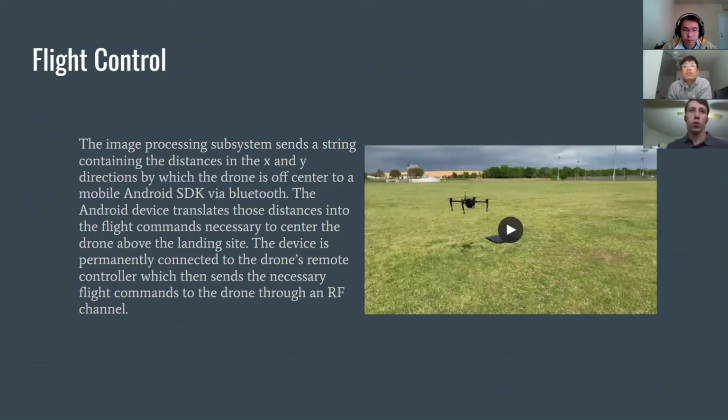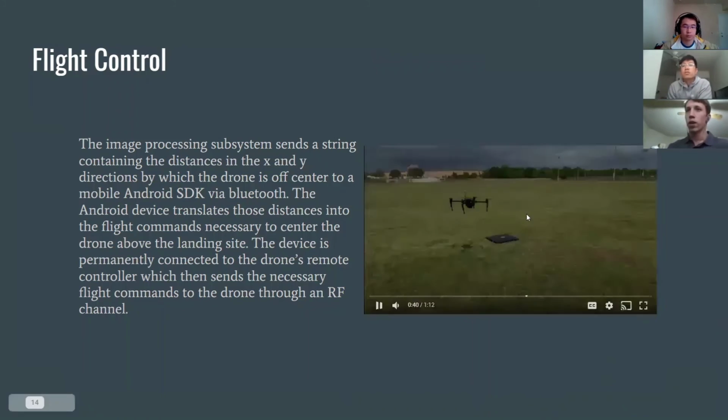Essentially how this works is the image processing subsystem sends a string containing the distances in the X and Y directions by which the drone is off-center to the mobile Android SDK via Bluetooth. The Android device translates those distances into flight commands to center the drone above the landing site. The device is permanently connected to the drone's remote controller, which then sends the necessary flight commands to the drone through an RF channel.